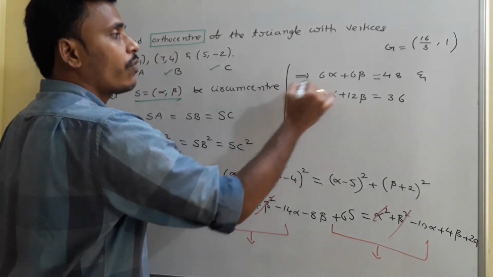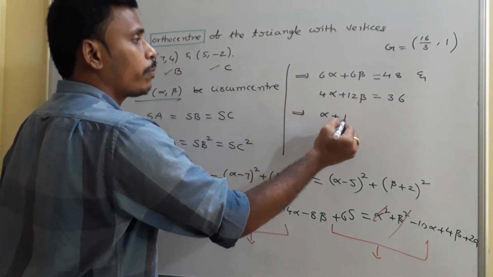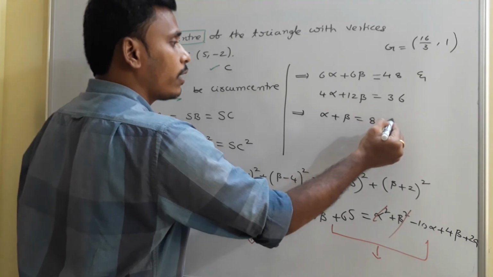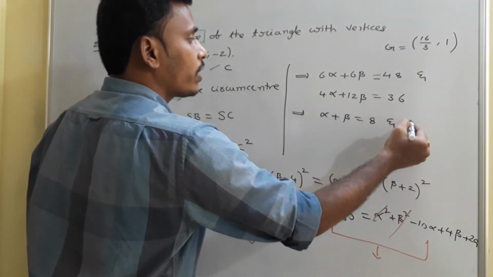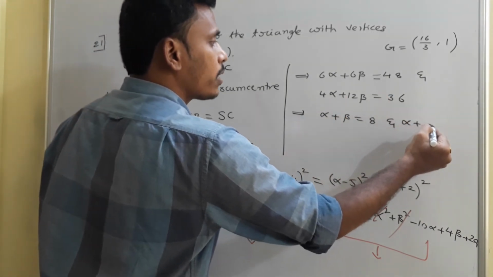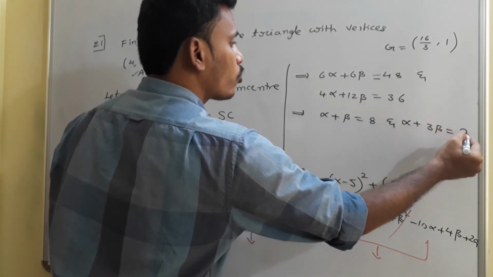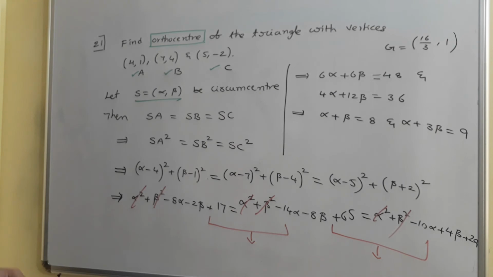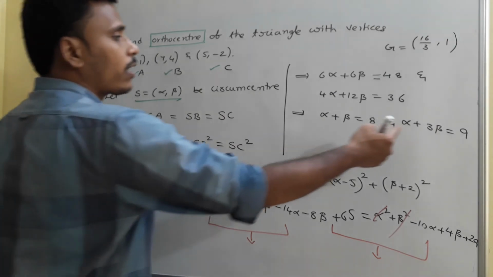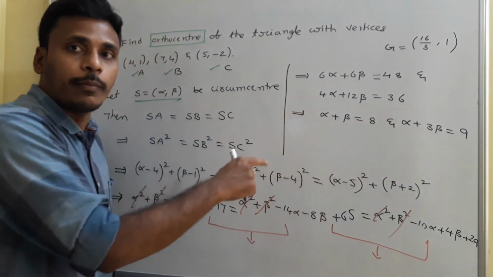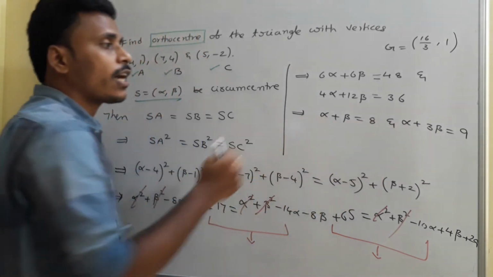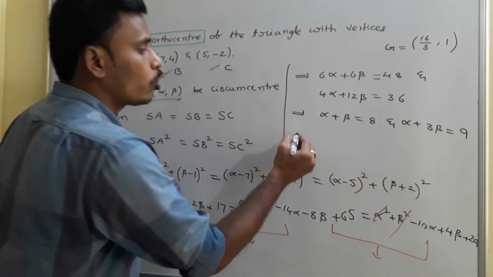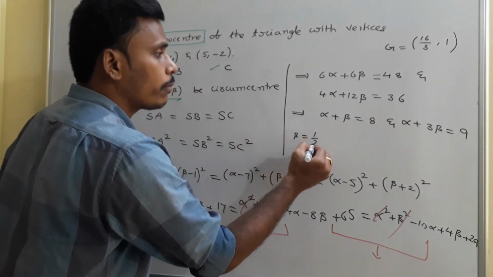So divide the first equation by 6: alpha plus beta is equal to 8. And divide the second equation by 4: alpha plus 3 beta is equal to 9. So try to calculate alpha and beta. Just eliminate alpha by subtracting. You will get 3 beta minus beta, 2 beta. So you will get that beta is equal to 1 by 2.